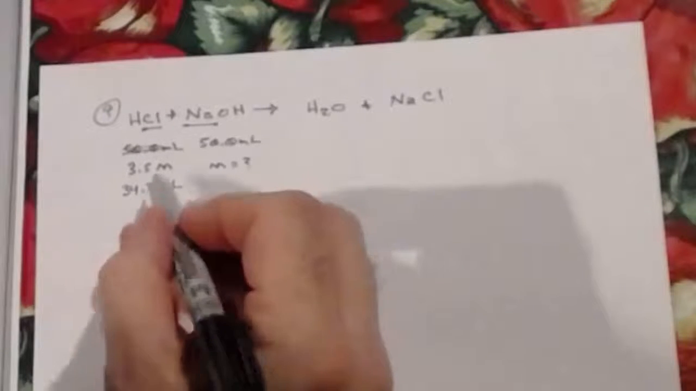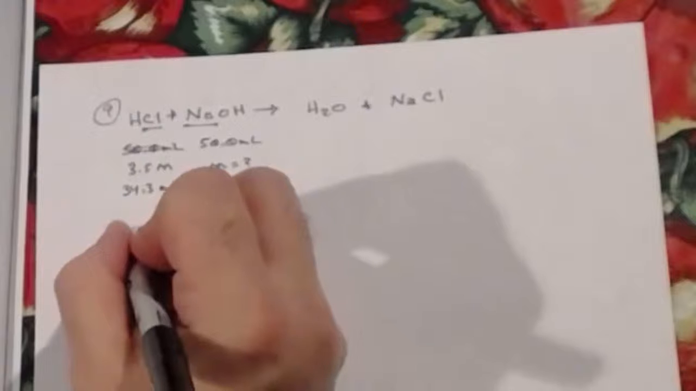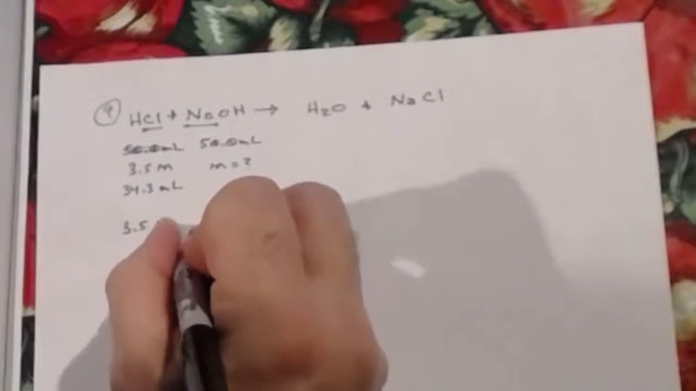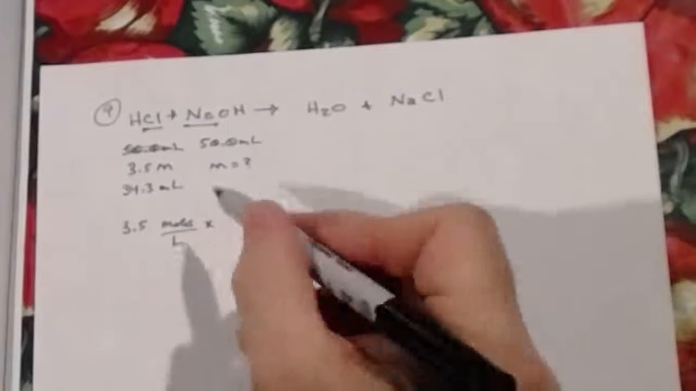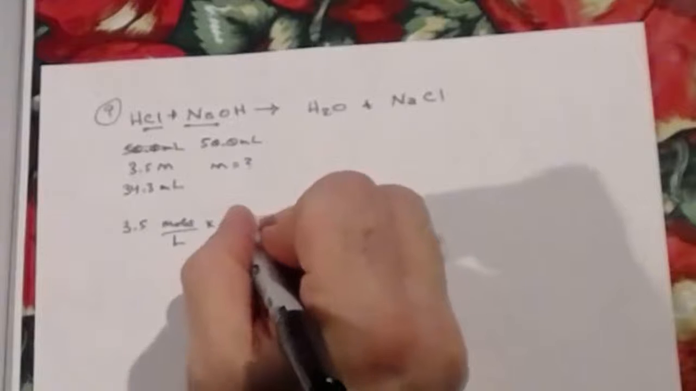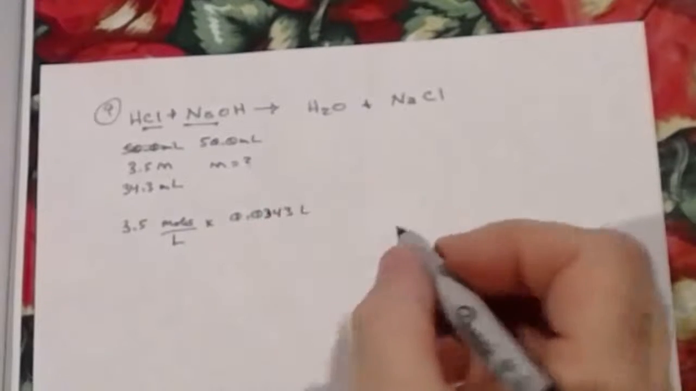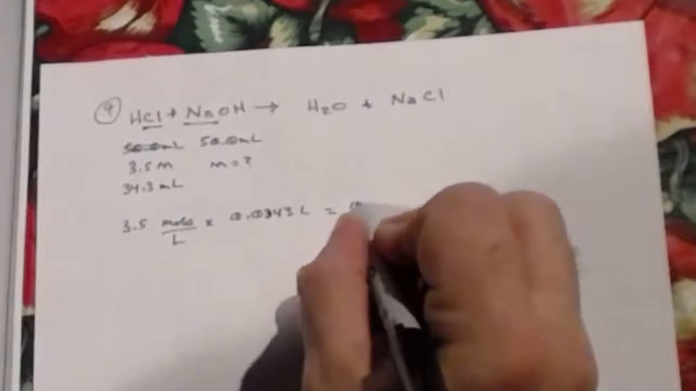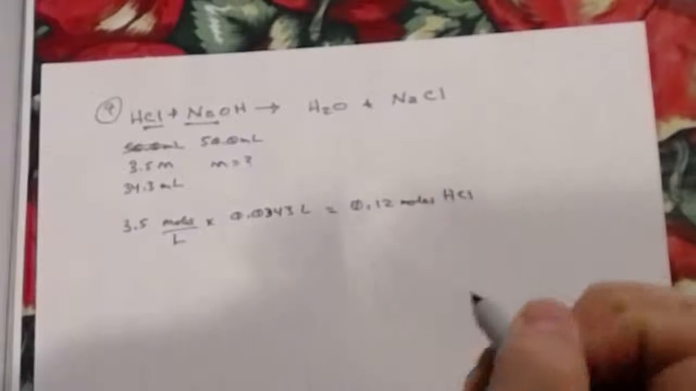So let's figure out how many moles of hydrochloric acid we've actually used. How many moles? Well, remember, molarity is moles per liter, 3.5 moles per liter. And if I multiply that by the volume, I'm going to put this in liters so I can keep my units straight, 0.0343 liters. If I were to go ahead and do that math, I'm going to see that we'd used 0.12 moles of hydrochloric acid.